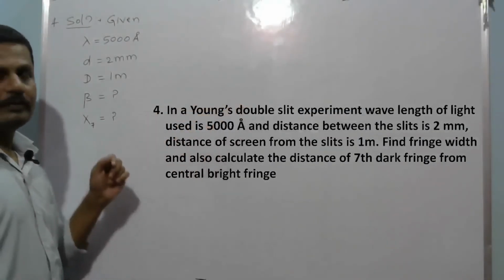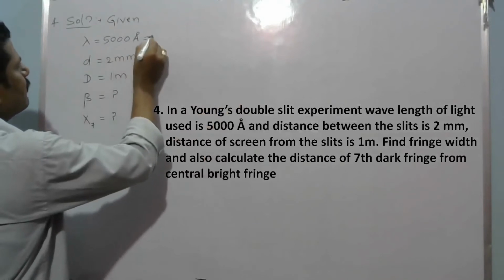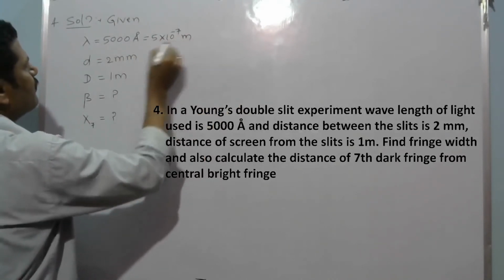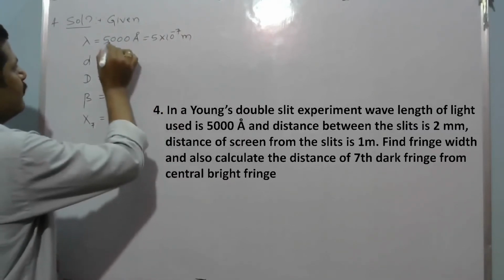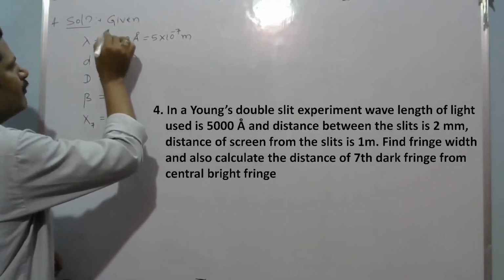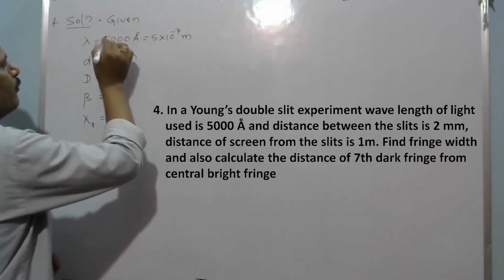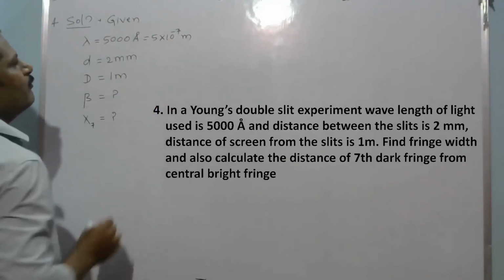In this problem, wavelength of the light used is 5000 angstrom. This can be written as 5 into 10 raised to minus 7 meter, because 1 angstrom means 10 to the power of minus 10, and here we have 3 zeros, that is nothing but 10 to the power of 3. 10 to the power of minus 10 into 10 to the power of plus 3 equals 10 to the power of minus 7.